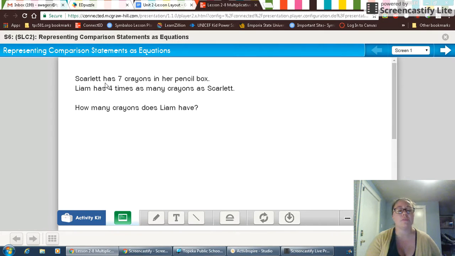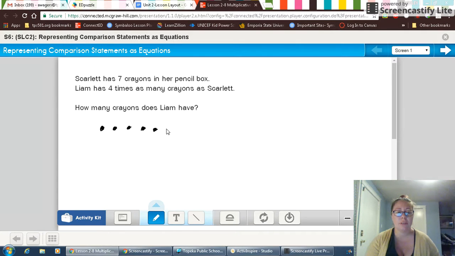We have this problem here. Scarlett has 7 crayons in her pencil box. Liam has 4 times as many crayons as Scarlett. How many crayons does Liam have? So first off, I like to use a model to represent this. So I am going to draw the 7 crayons that Scarlett has, and I'm going to use dots. So 1, 2, 3, 4, 5, 6, 7.